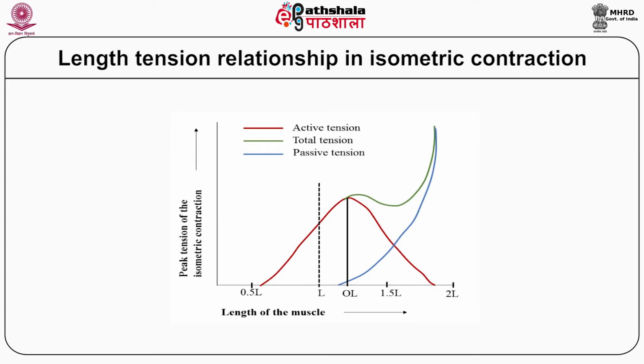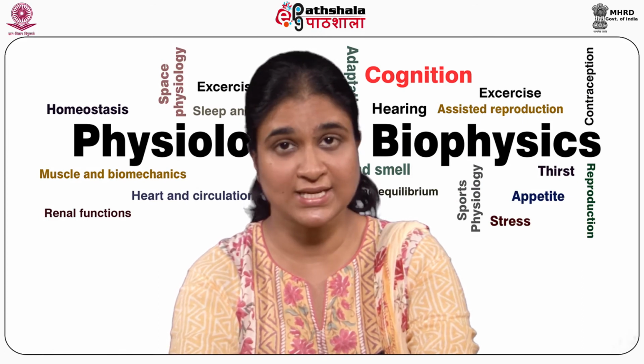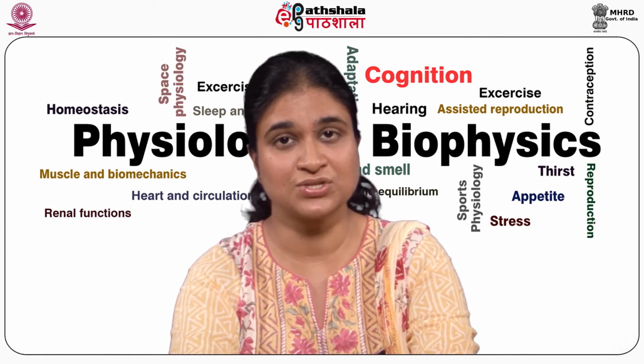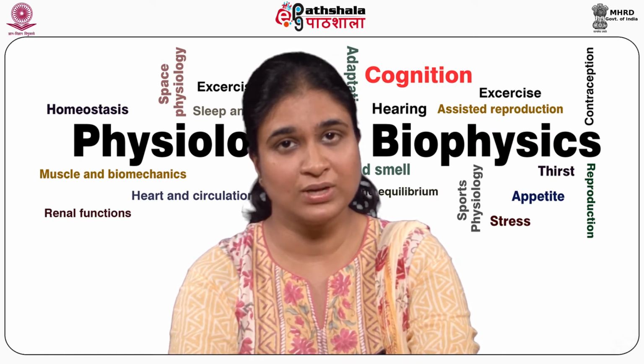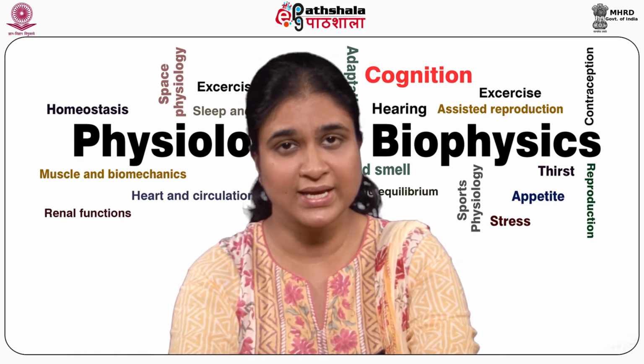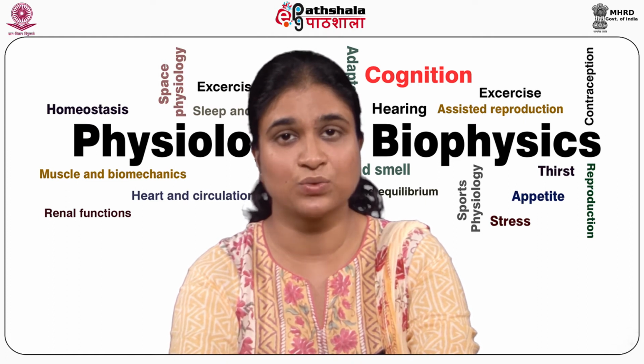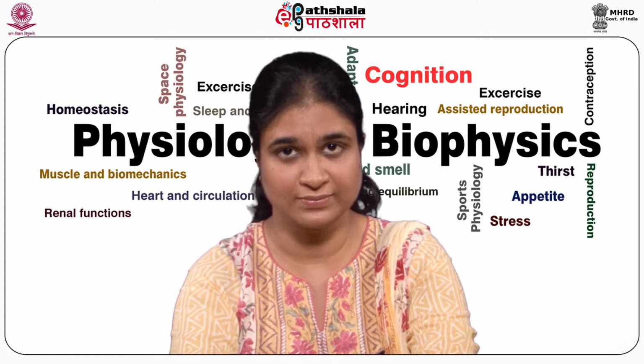Passive tension, seen in blue, rises once the muscle is stretched beyond its resting length or L, after which it increases exponentially when the muscle is stretched further. When the muscle is detached from all its bony attachments, it attains a shorter length. This is known as the resting length or L.